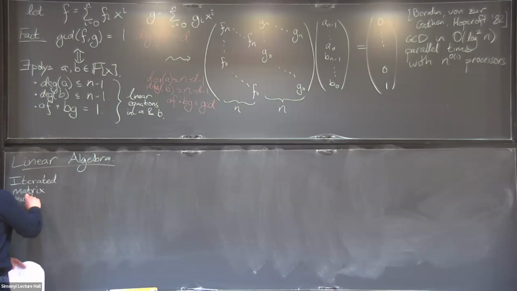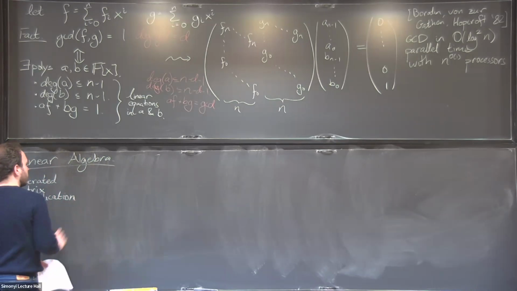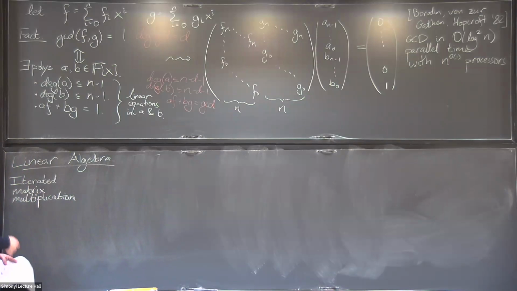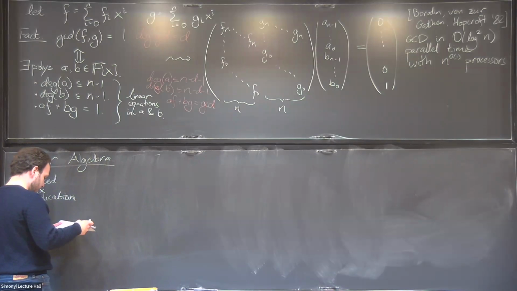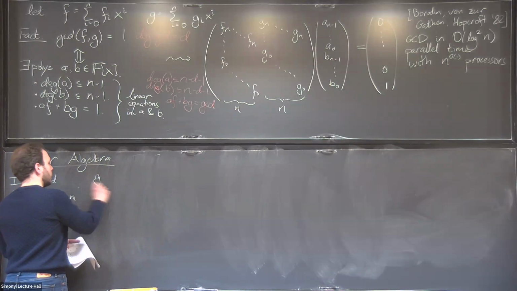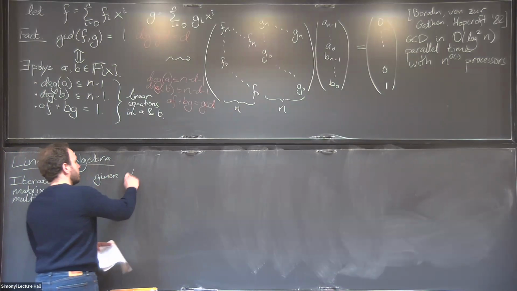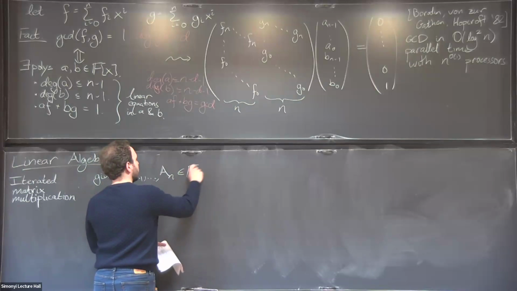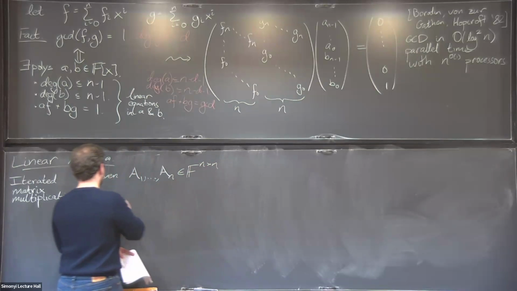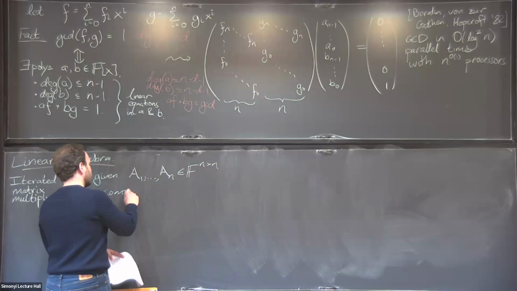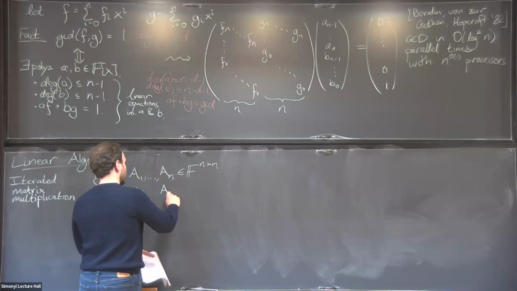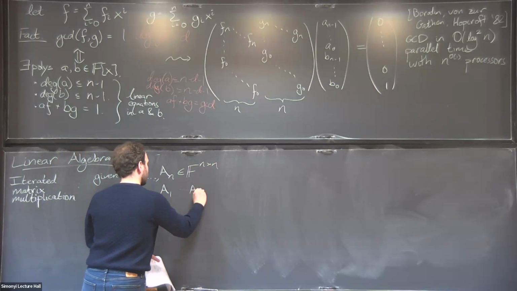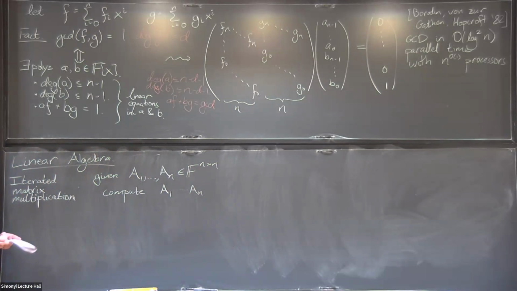So the first problem that you might consider if you're trying to build a package for parallel linear algebra is what's called iterated matrix multiplication. Here you're given matrices, say A1 through AN. These are n by n matrices over your field, and you want to compute their product. You just want to multiply these matrices. So how would you do this? Well, of course, you can do this in polynomial time.